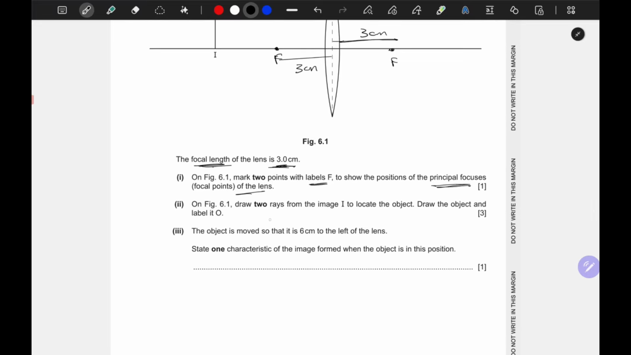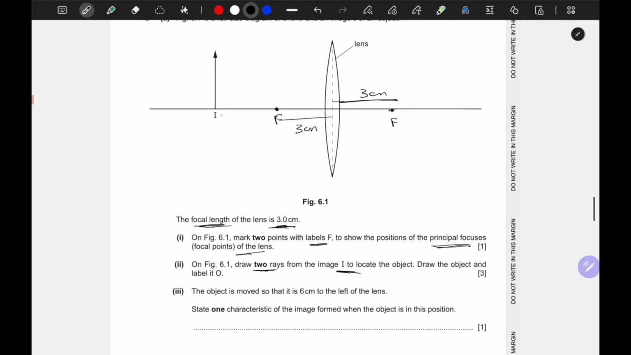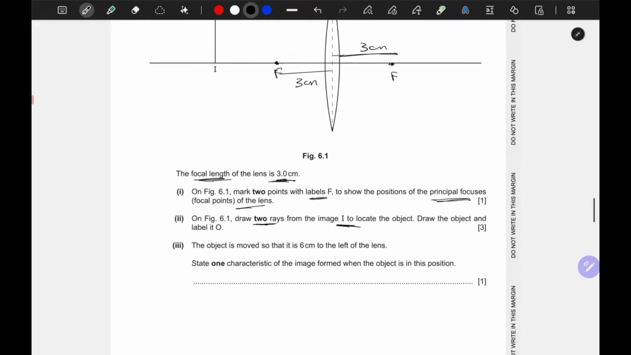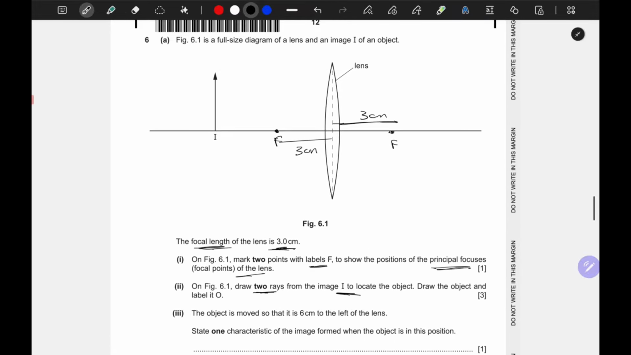On figure 6.1, draw 2 rays from image I to locate the object and label it O. Okay, so they told us this is an image. Now we have to draw 2 rays to locate the object. One of them is going to go through the center of the lens, so it has to go through here.